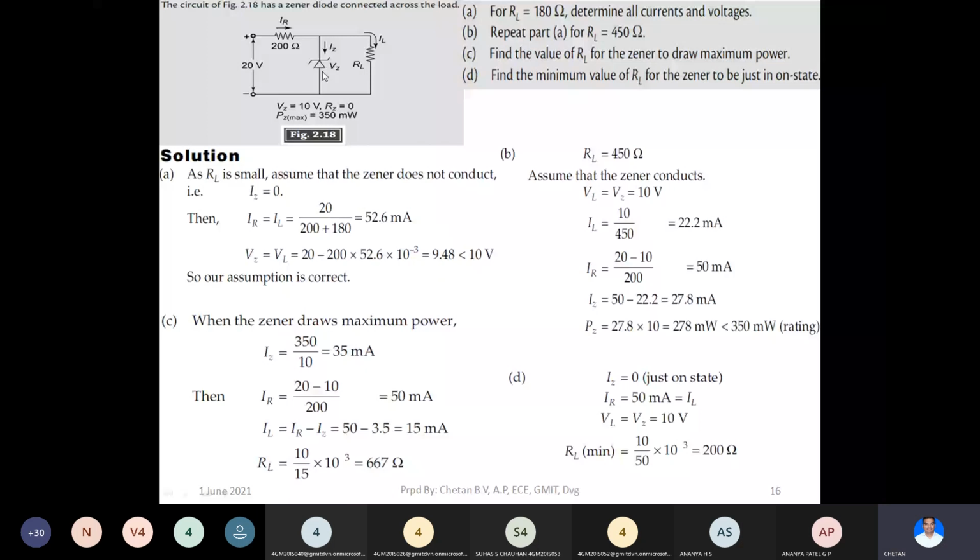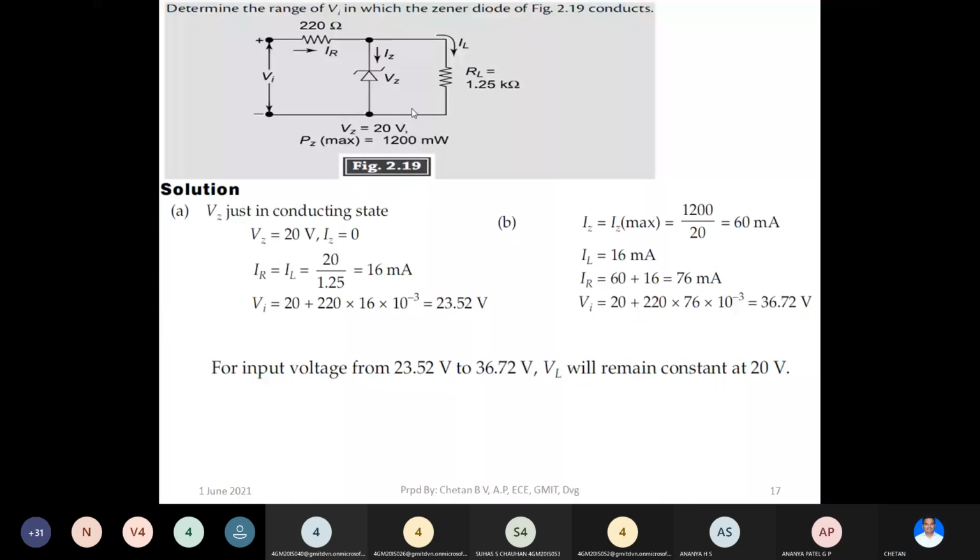Then the second problem is basically on line regulation, where we have to find the range of VI. That means we have to find the minimum and maximum value of VI. And here the load RL will be constant, and we have to find the minimum and maximum value of VI.